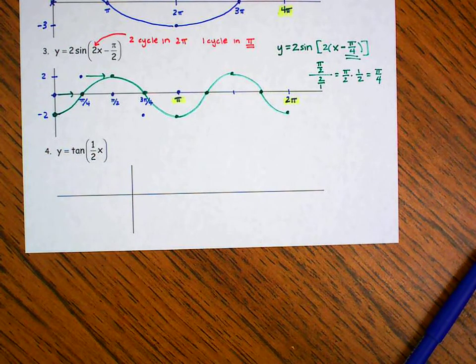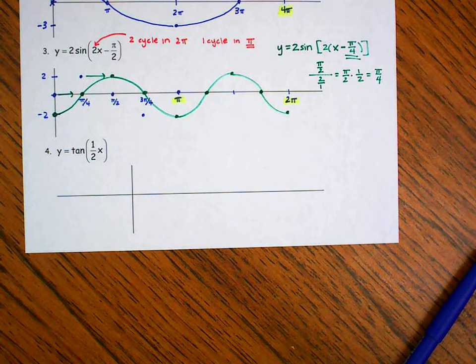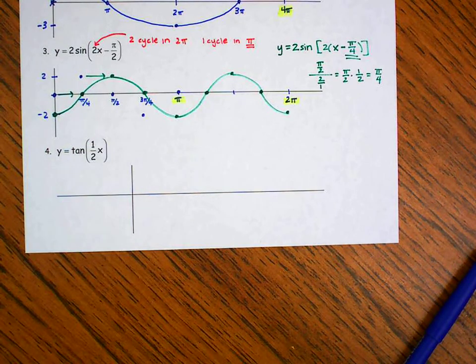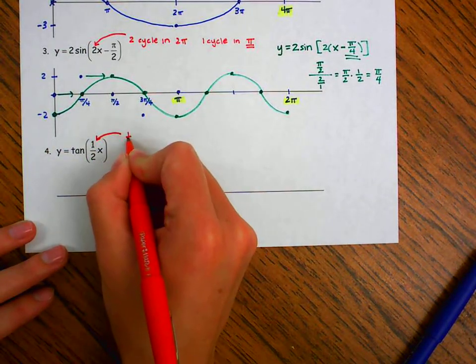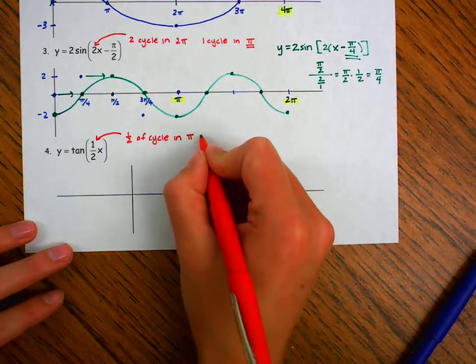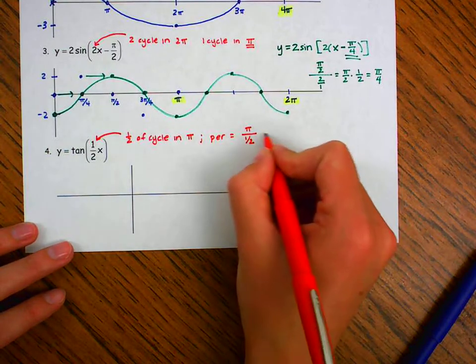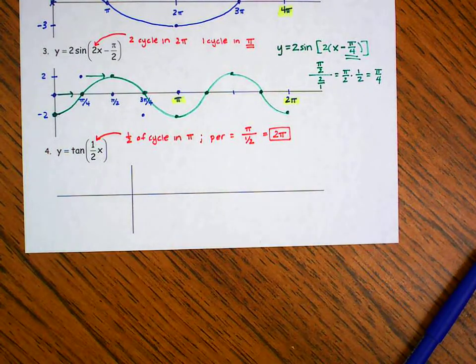On to tangent, woohoo! Okay, there's no shifts here, meaning there's nothing to the right, left, up, or down, but I do have this 1/2, and it's in front of the x. Just like when I'm dealing with sine and cosine, this is to find my period if it changes. But the thing to remember about tangent is tangent, without any shifts, has a period of pi, not 2 pi. So this is telling me that I'm going to have a half of a cycle in pi. So if I want to know what the period is, I'm going to do pi divided by 1/2. Well, that's the same as multiplying by 2. So this is my period for tangent, okay?